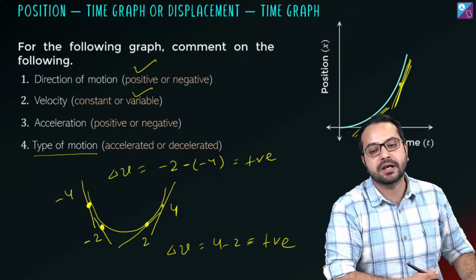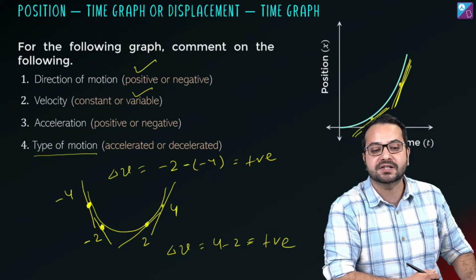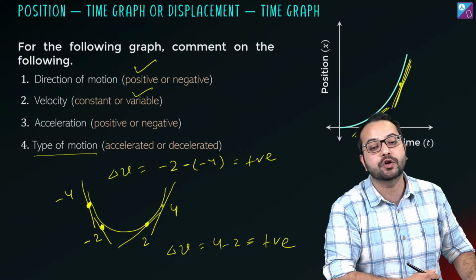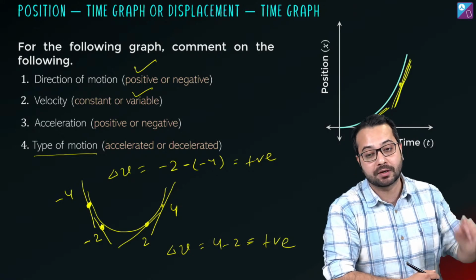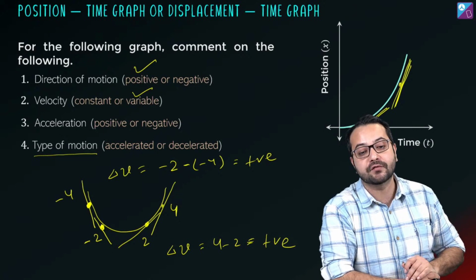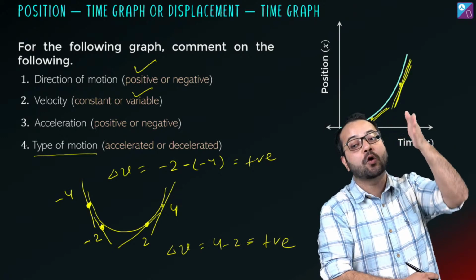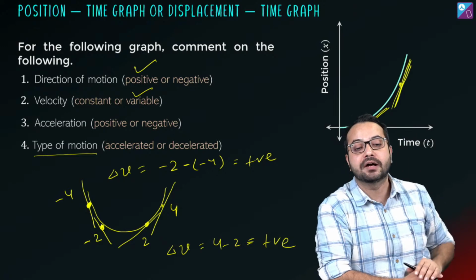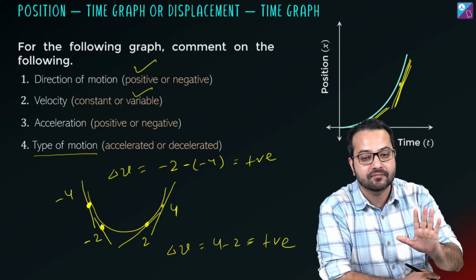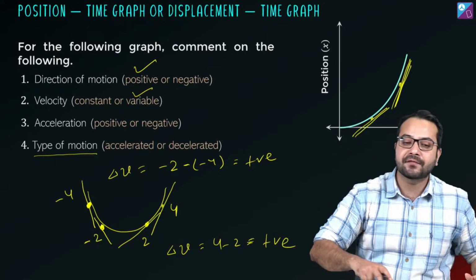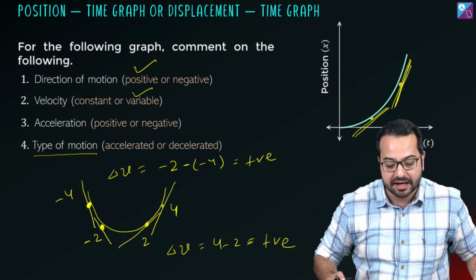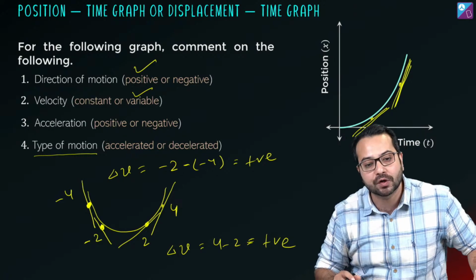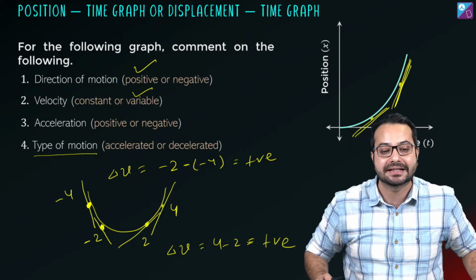But उस case में भी what will happen? उस case में भी the double differential is going to decide whether the graph is going to be concave upwards or concave downwards. ठीक है? Is this clear? So if the graph is concave upwards, the acceleration is going to be positive. If the graph is concave downwards, the acceleration is going to be negative.